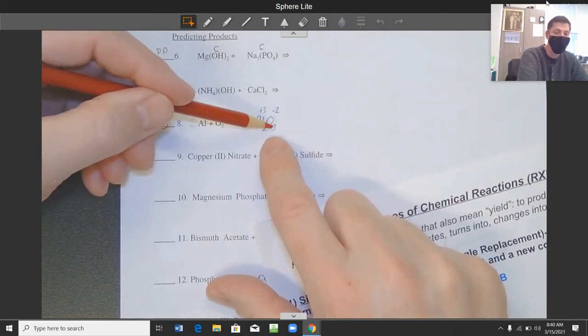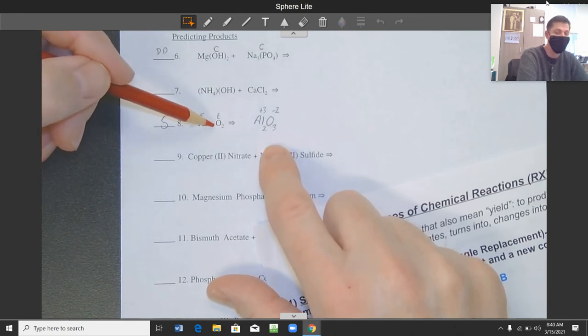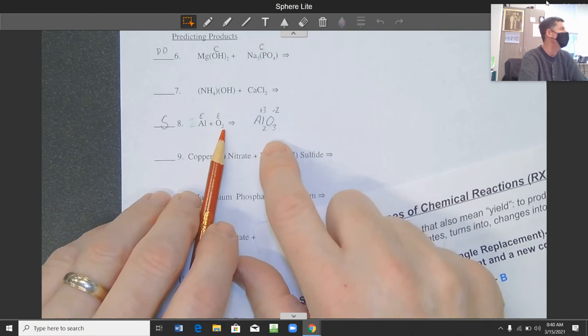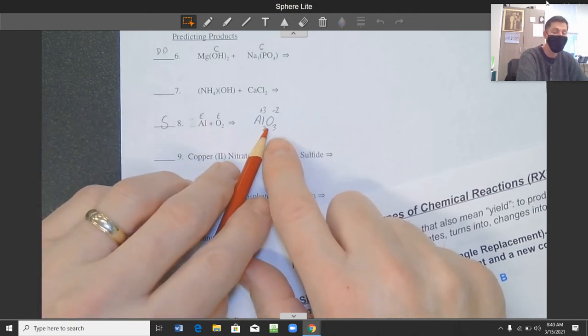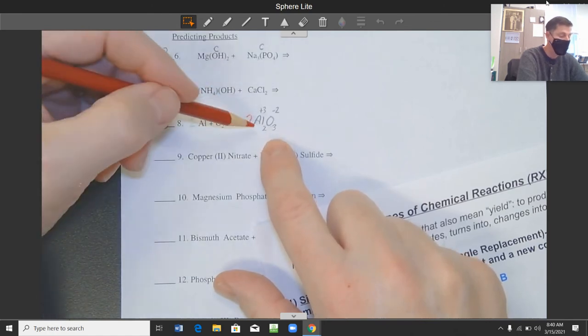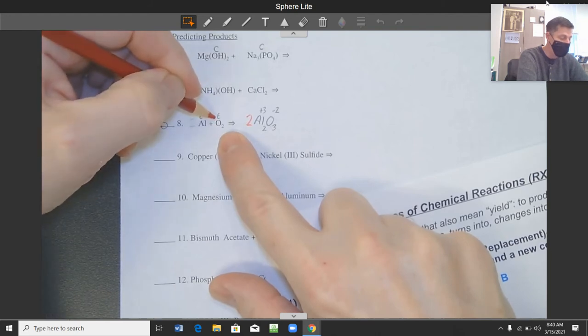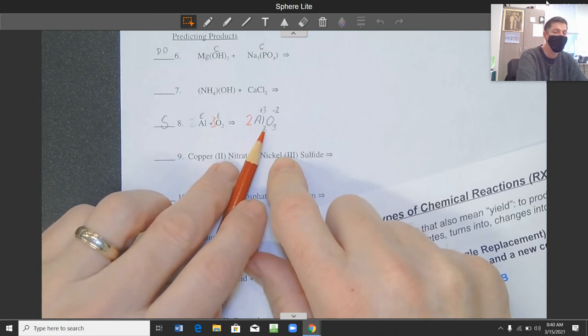I have 3 coming out. Well, I cannot put anything in front of this to make it a 3. I can't put anything in front of this to make it a 2, but I can find the lowest common multiple. The first number that 2 and 3 both go into is what? 6. So if I put a 2 in front of this, because I cannot touch my subscripts, I'm going to have 6 oxygens going in. And if I put a 3 in front of this, 3 times 2, now I've got 6 oxygens coming out.